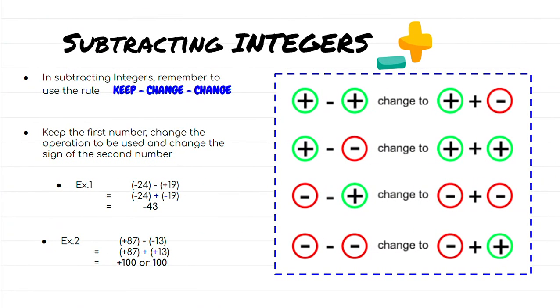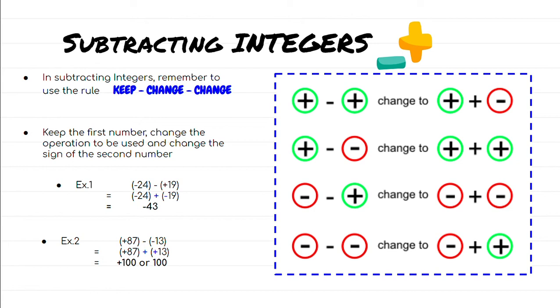Now let's go on to subtracting integers. In subtracting integers, remember to use the rule keep change change. Keep the first number, change the operation to be used, and change the sign of the second number. An example, negative 24 minus positive 19. We will keep negative 24, change subtraction to addition, and change positive 19 to negative 19. Negative 24 plus negative 19 equals negative 43.